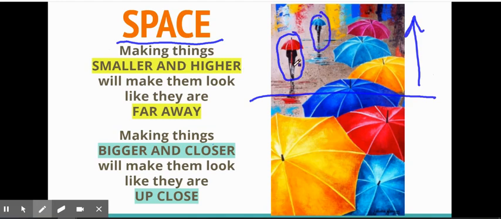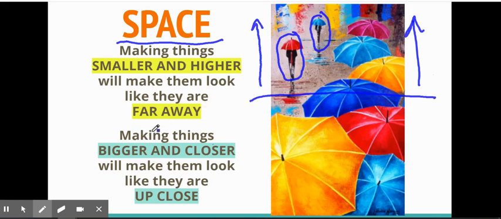Because they are smaller and higher, they look like they are walking away from all these other umbrellas and people underneath them. But if they were walking close or maybe turned around, even, it would make them look like they are walking in another direction. So, because they are so far up on this canvas, on this paper, they look like they are smaller and walking away.